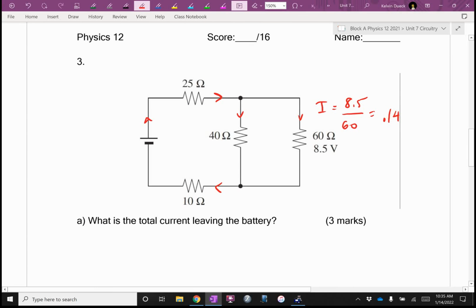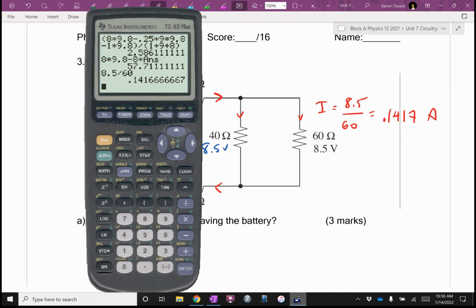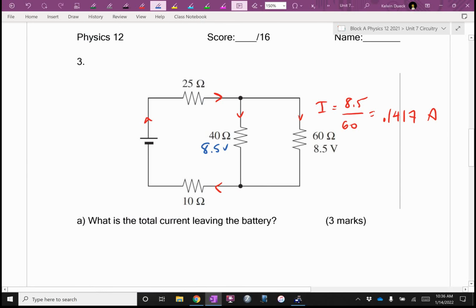I'm not even sure if I needed to find that current. I did kind of absent-mindedly, but maybe I didn't need to find it because how many volts on this branch? Got to be 8.5 because they started and ended at the same spot. So, okay, this is going to be 8.5 volts. Oh, I can tell you the current here. It's going to be 8.5 divided by 40, 0.2125 amps.